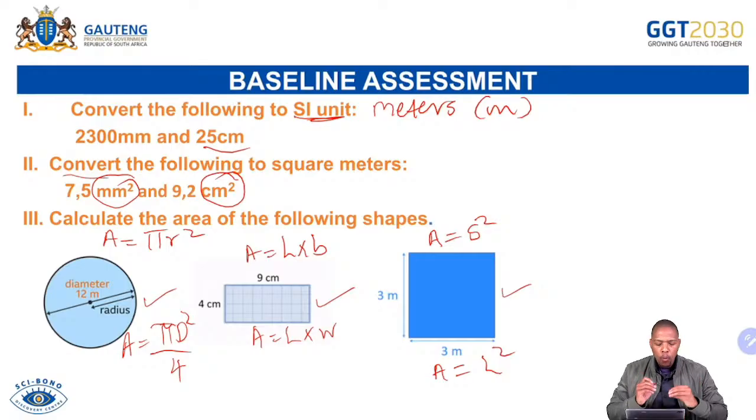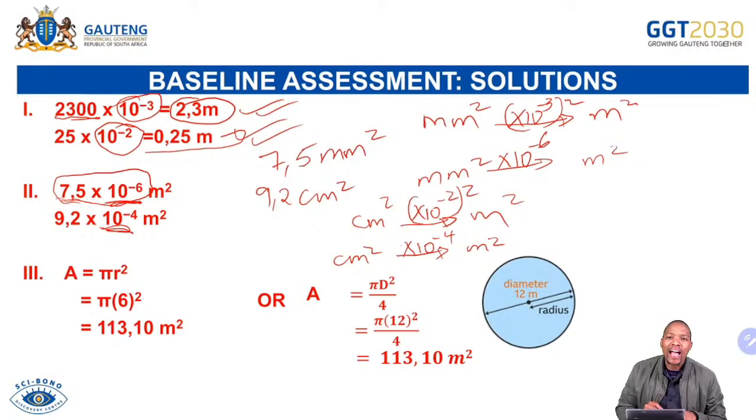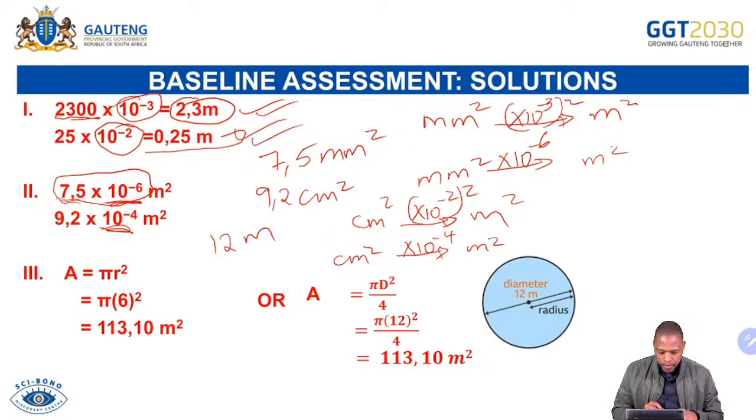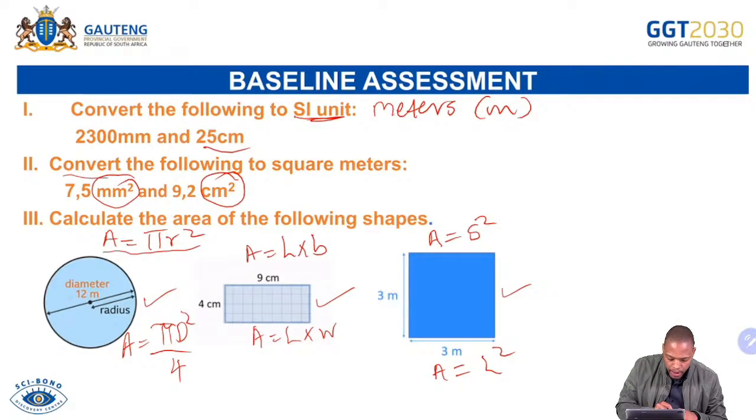Okay? What formulas are we supposed to be using when doing these calculations? Area is given by pi r squared, or area is given by pi d squared over 4, right? So we do know that the diameter there is 12 meters here, right? Here it is given to us there as 12 meters. The diameter is 12 meters.